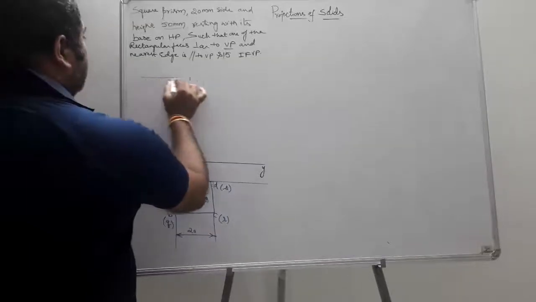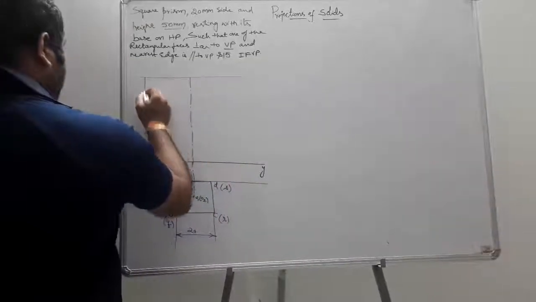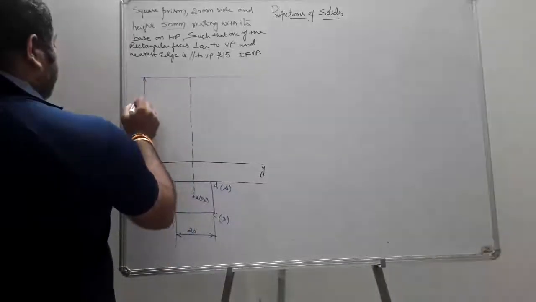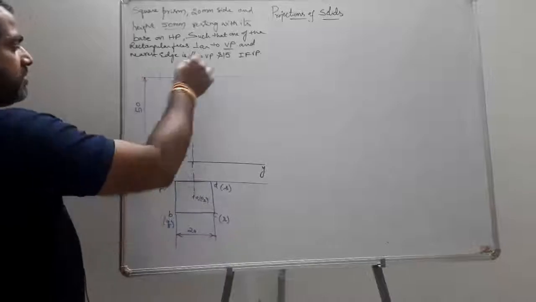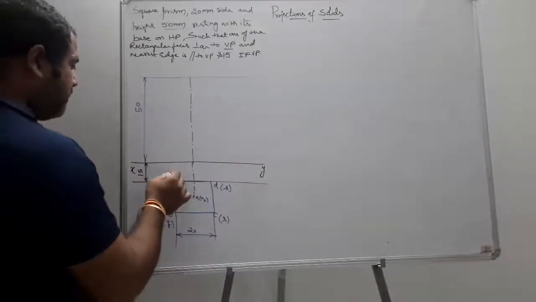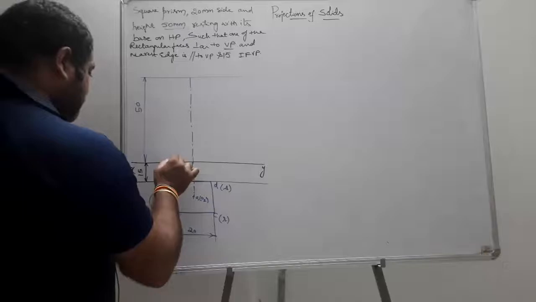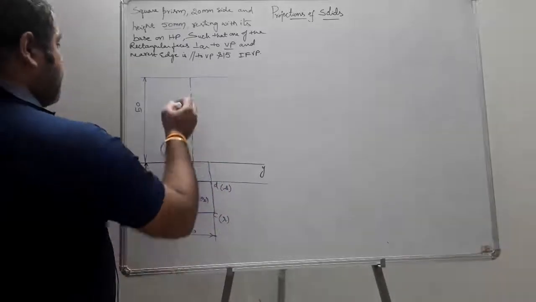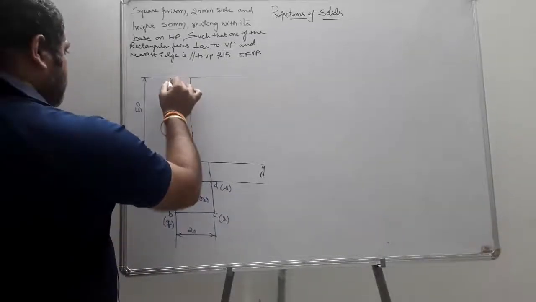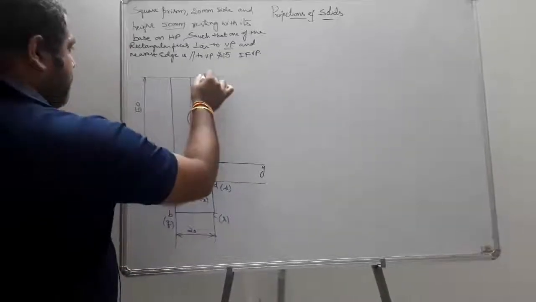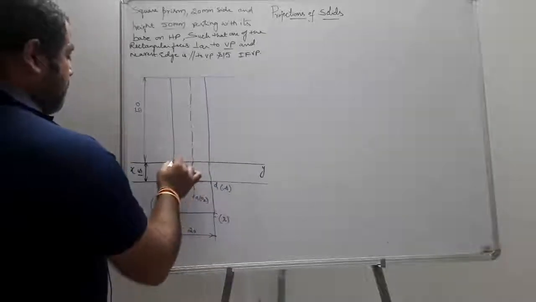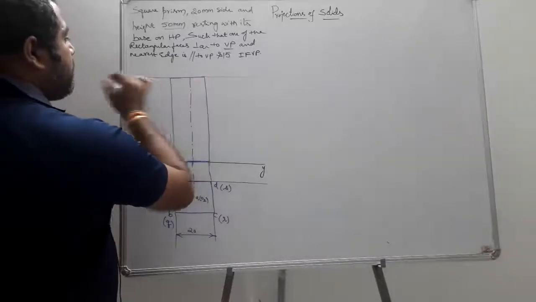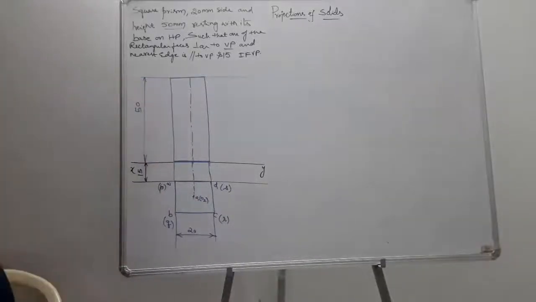So this was the given height of the solid, 50. So I just extend my axis. That means this was the height. If you draw the projectors from here and join this, okay, this was the front view.